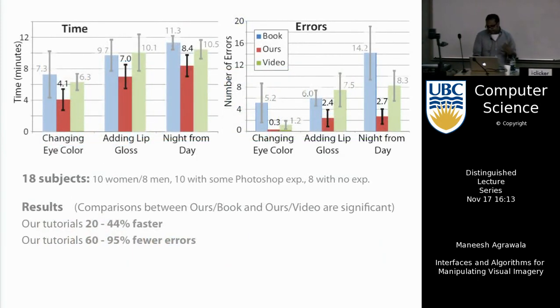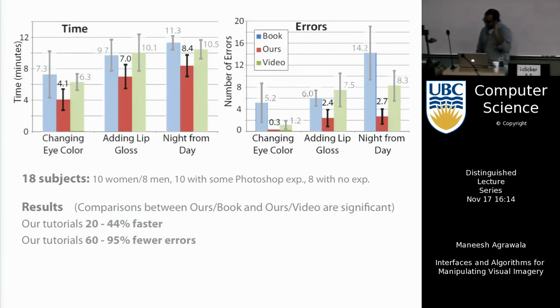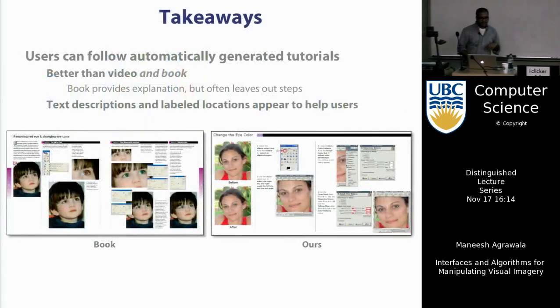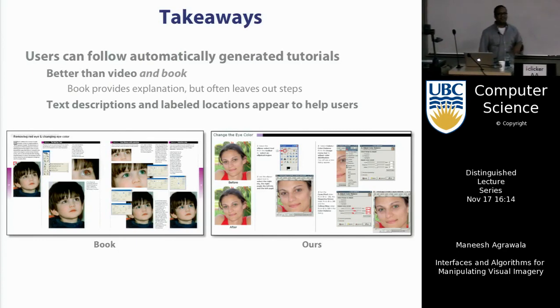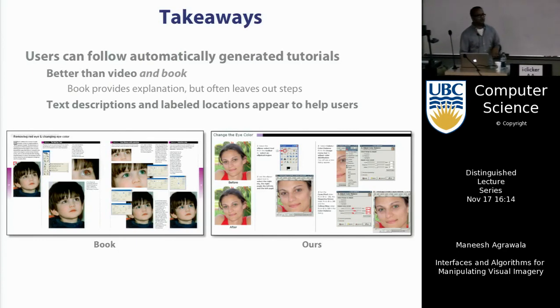We had 18 subjects, and with our tutorials, the subjects were both faster and made fewer errors than in either the video or the book case. Okay? So this is an indication that our tutorials are usable. What's interesting to me is that our tutorials were better than the book. We expected that they might be better than the video tutorials because people can proceed at their own pace, they get this overview in detail, and so on.